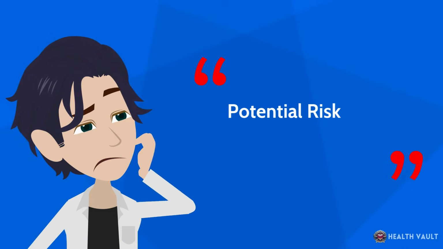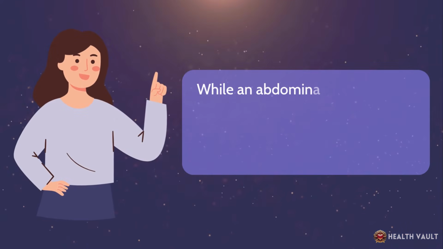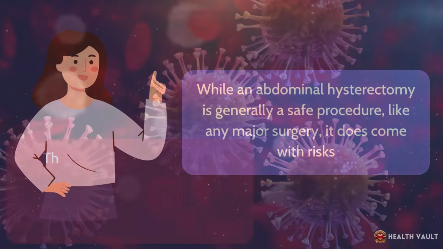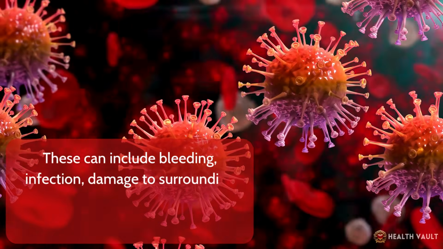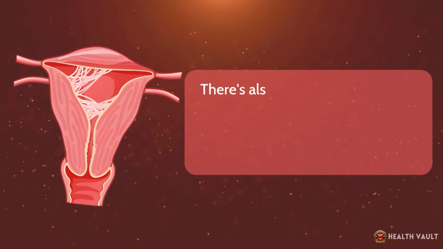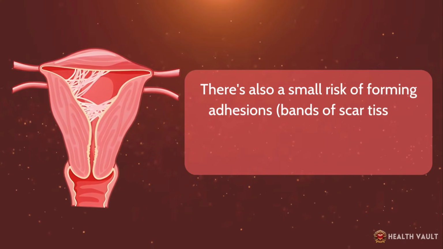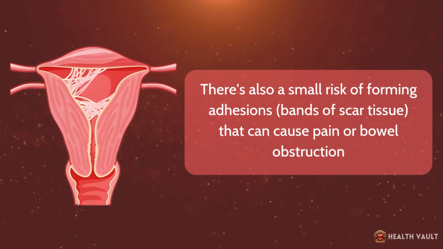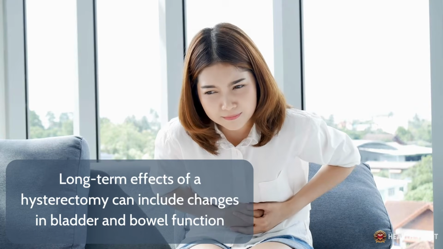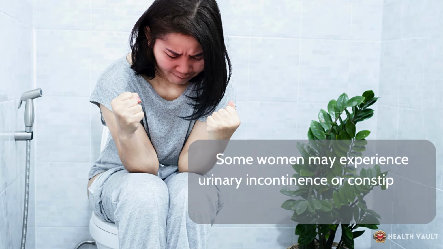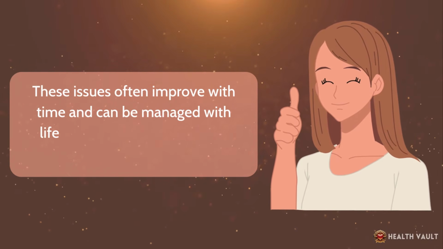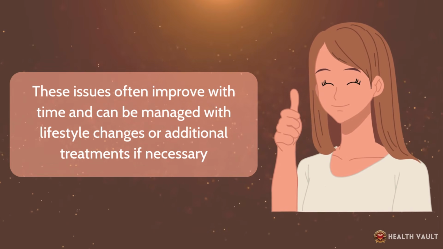Potential risks and complications. While an abdominal hysterectomy is generally a safe procedure, like any major surgery, it does come with risks. These can include bleeding, infection, damage to surrounding organs like the bladder or intestines, and reactions to anesthesia. There's also a small risk of forming adhesions, or bands of scar tissue, that can cause pain or bowel obstruction. Long-term effects of a hysterectomy can include changes in bladder and bowel function. Some women may experience urinary incontinence or constipation after the surgery. These issues often improve with time and can be managed with lifestyle changes or additional treatments if necessary.